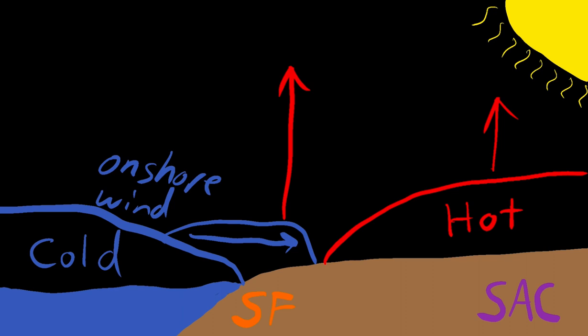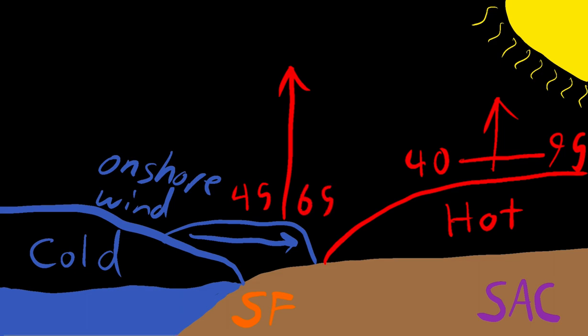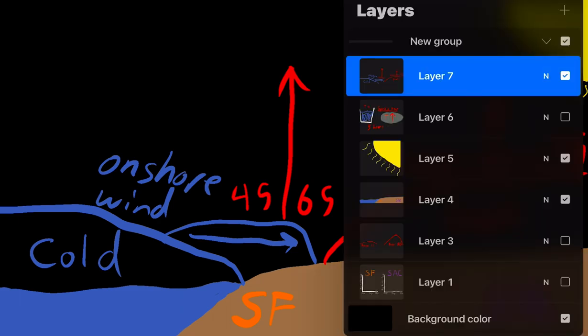So while Sacramento goes from maybe 40 degrees in the morning to 95 degrees in the afternoon, San Francisco might go from 45 degrees in the morning to 65 degrees in the afternoon. It's going to be a much smaller temperature swing. And you can imagine the exact same thing happens in reverse at nighttime. The valley is going to cool off a lot more, whereas the ocean is actually going to keep San Francisco a little bit warmer at night because of the same moderating effect. It's not going to cool down as much.